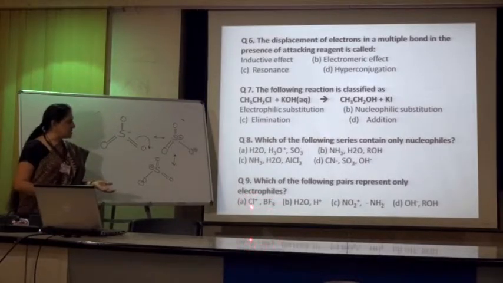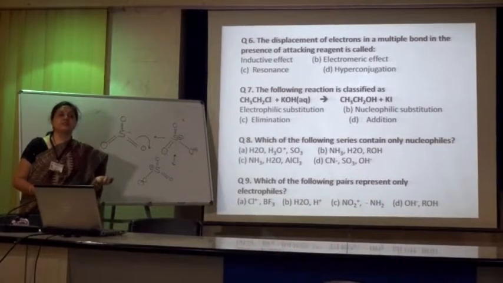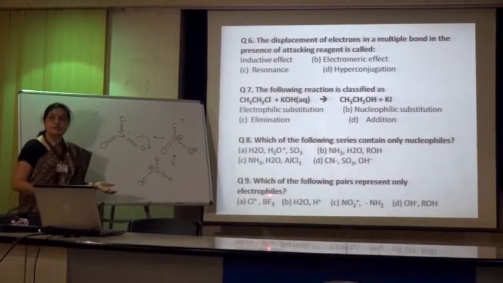Now we are left with this. Cl plus is definitely an electrophile, and BF3 again is a Lewis acid, an electron deficient species. So that's why your correct answer is A.